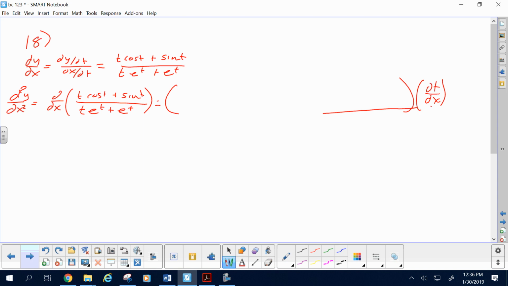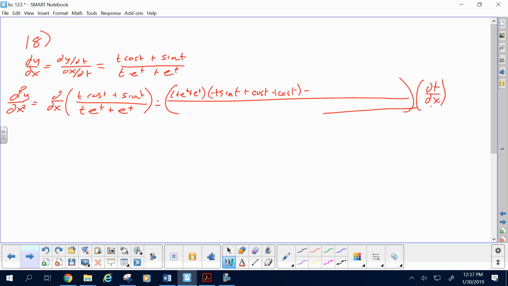Because you're taking a derivative of a t expression with respect to x, you pick up a dt/dx. So, here we go. Quotient rule says low, t e to the t plus e to the t, d high. D high starts with product rule. First stays the same, derivative of the second, plus second stays the same, derivative of the first, plus cosine of t for the derivative of the sine of t. That's low d high. Are we cool?